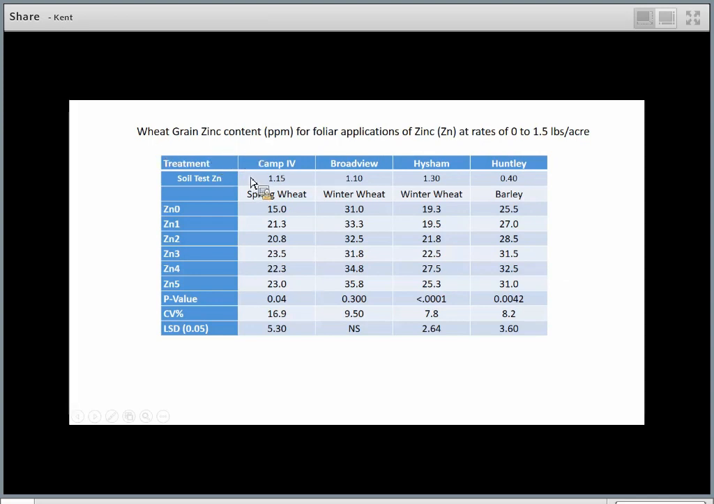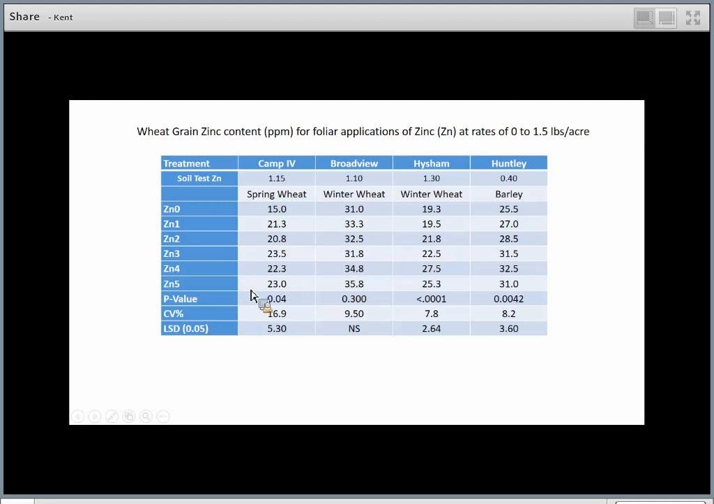But if you look at the wheat grain zinc content, so we took samples from the grain and sent it off to a lab and had them analyze it for zinc. We can see in all locations, I think, see this p-value, I guess 3 out of 4 locations, zinc content went up from 15 parts per million up to 23 parts per million at Camp 4, 19 to 25 at Hysham and Huntley, 25 to 31. I think the recommended for human diet is around 30 parts per million zinc. So we're just above that here at Broadview. We're kind of in the ballpark, just a little bit below on a couple of them.